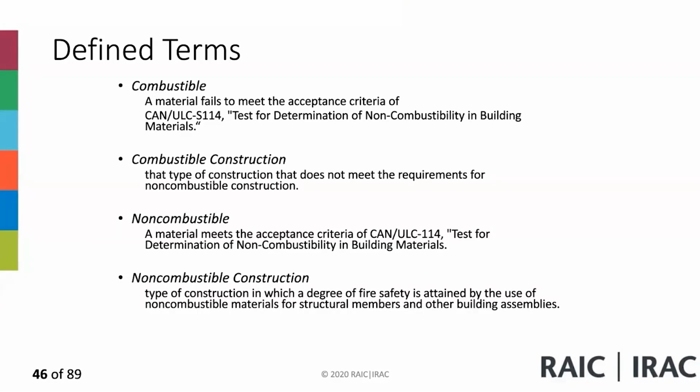Take a look at Appendix D. It's at the end of Volume 1. After Division C, you see Appendix D, fire performance rating. And let's see here. Does it have it? Maybe they don't have it.